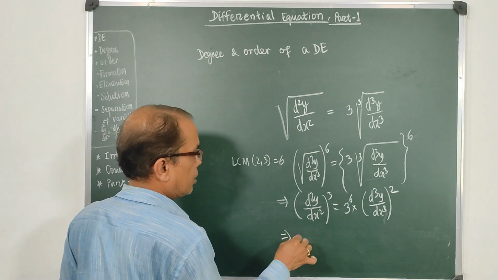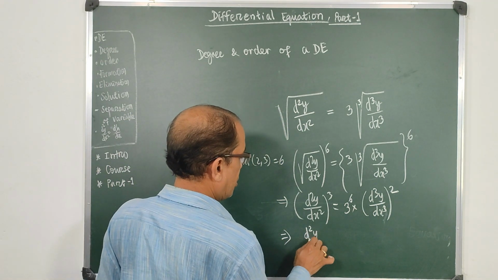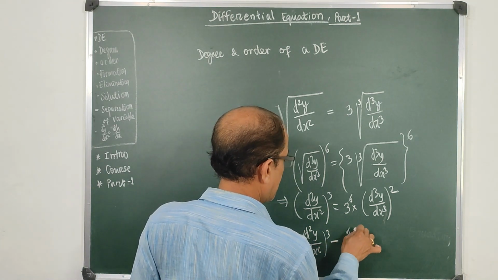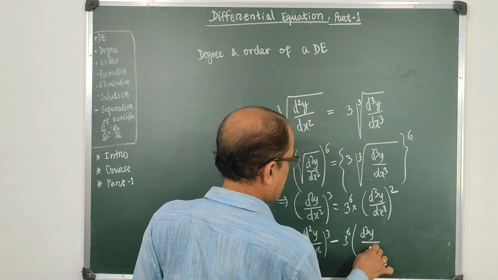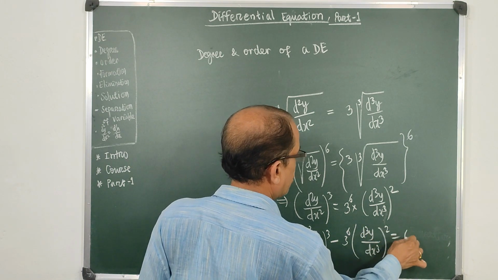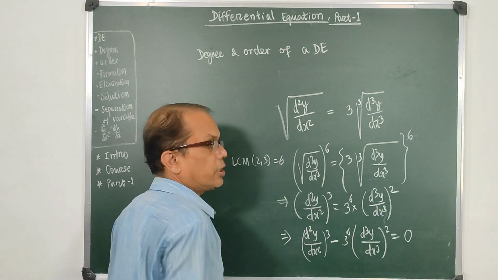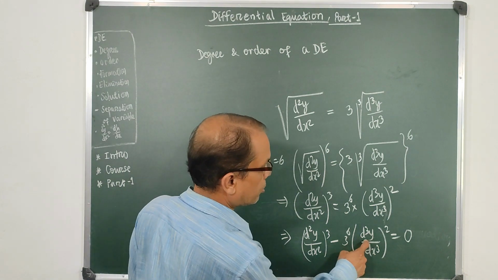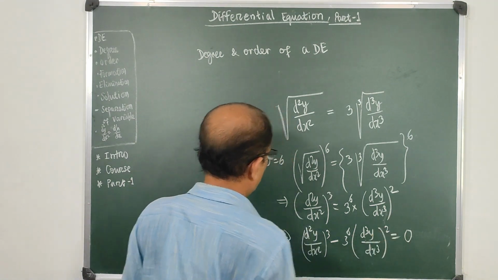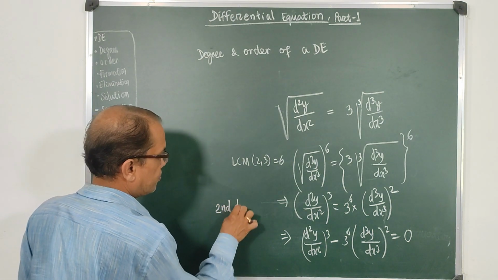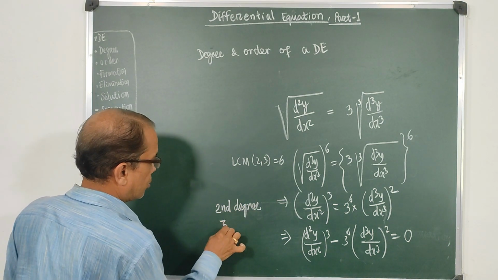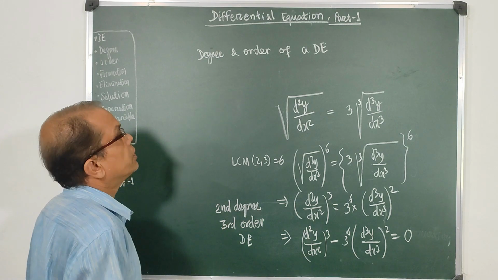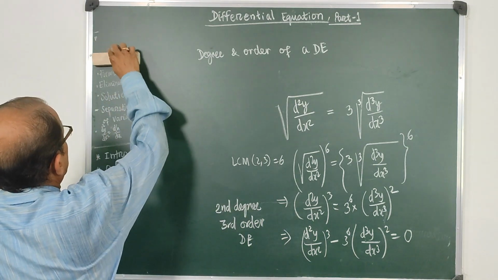So we have an equation like this: d square y by dx square whole cube minus 3 to the power 6 d cube y by dx cube whole square is equal to 0. Clearly this term contains the maximum number of successive differentiations, so this is the term containing the order, and this is third order, and the degree of this term is 2, so this is a second degree but third order differential equation. This ends this section, differential equations, their degree and order.